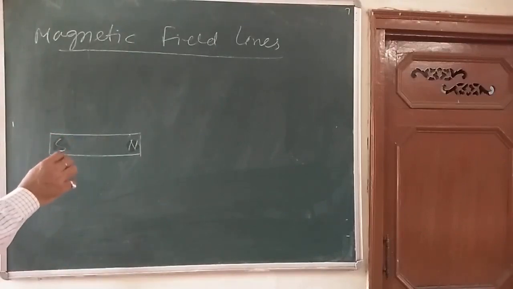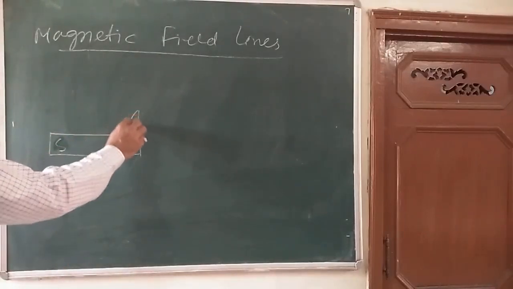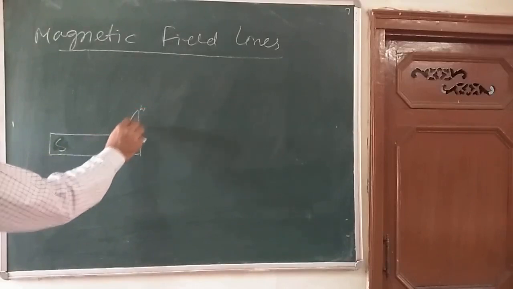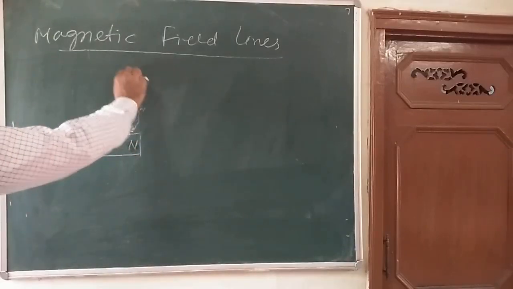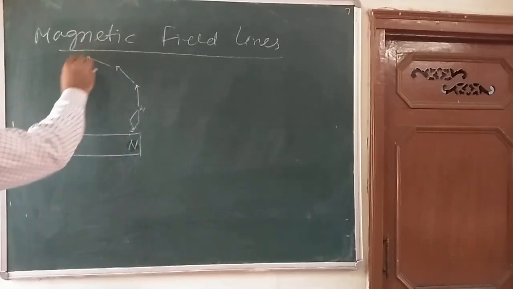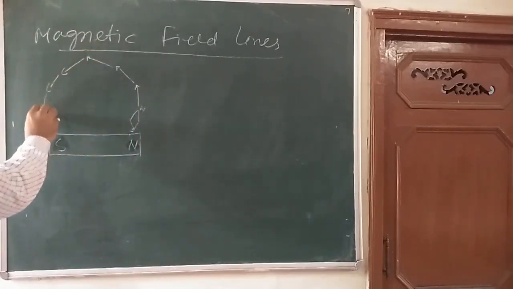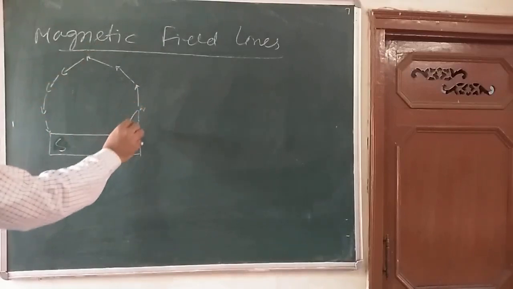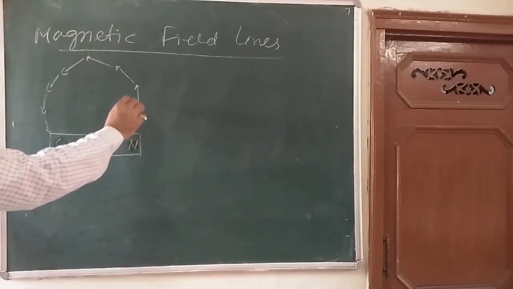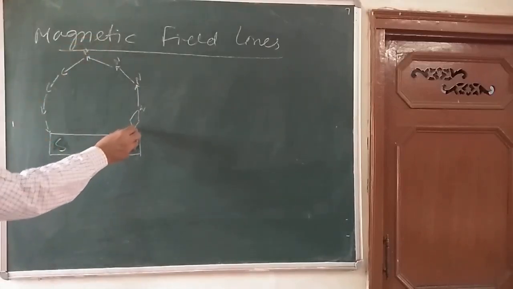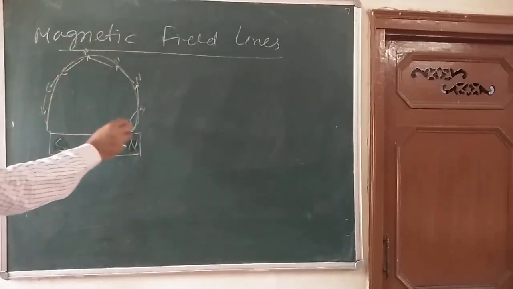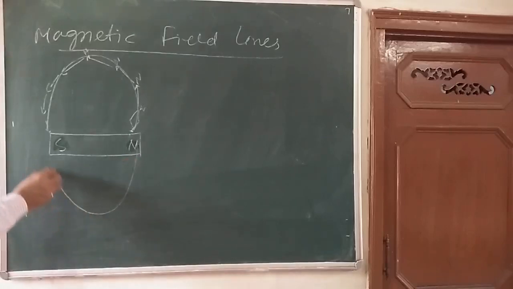If I take a magnetic needle, the magnetic needle will go something like this. Here is the north pole and south pole. In this manner the magnetic needle will go: north pole, south pole, then again north pole, south pole. So the magnetic field lines start from the north pole and go to the south pole in this manner.